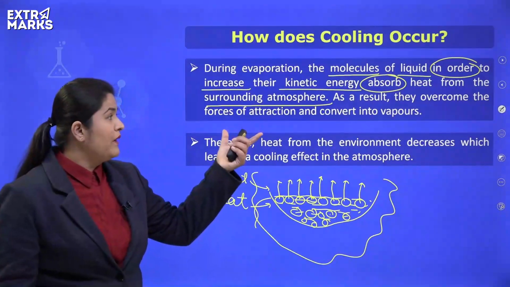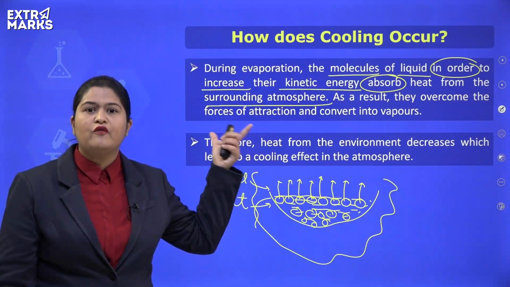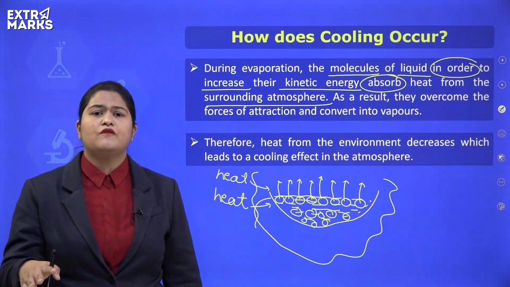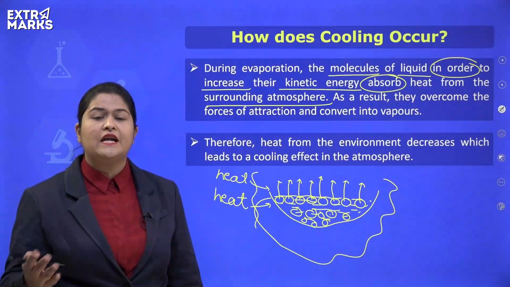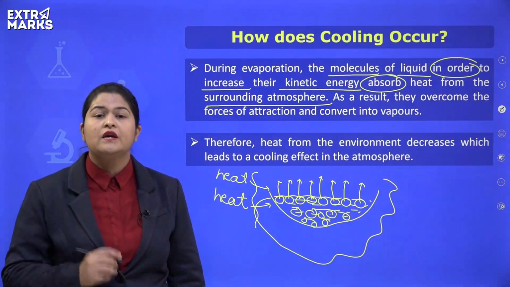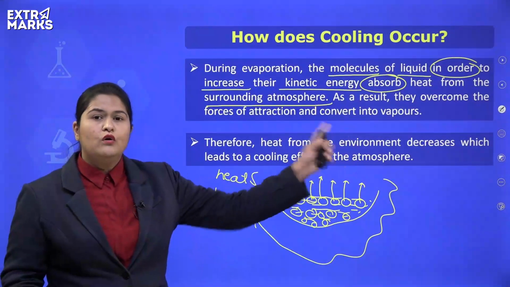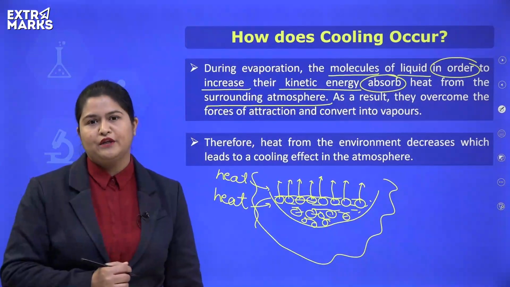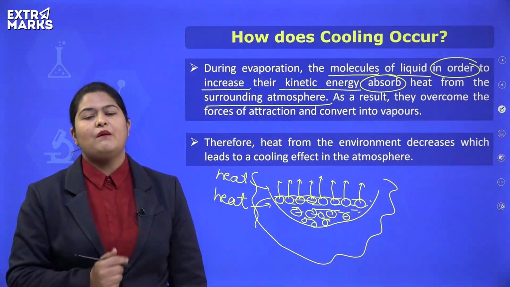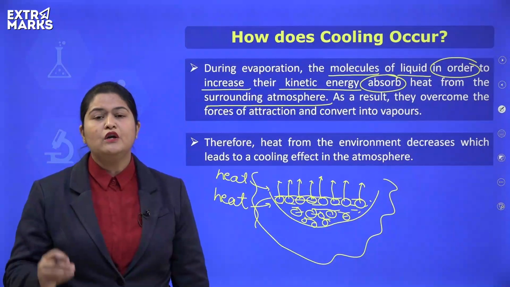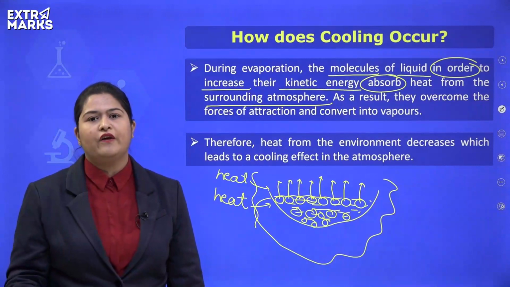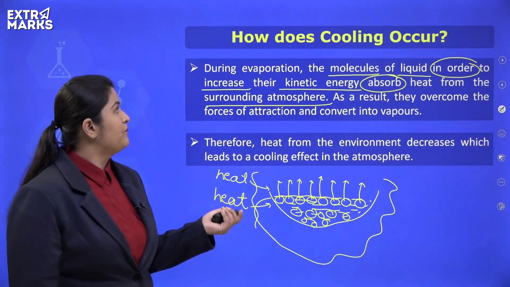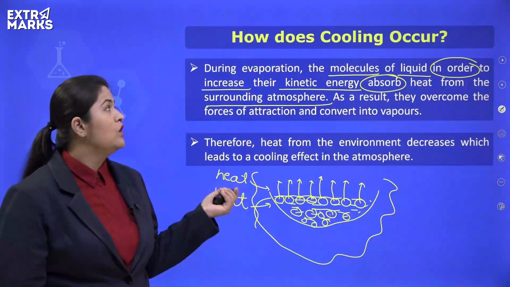So by absorbing the heat energy from the skin, from the surrounding air, the water particles or the particles of any other liquid increase their kinetic energy, which helps them to overcome the attractive forces and convert into vapors. And as a result of all this, the surface from where evaporation is taking place, its temperature decreases and a cooling effect is produced in that area or on that surface. So this is how evaporation leads to cooling.